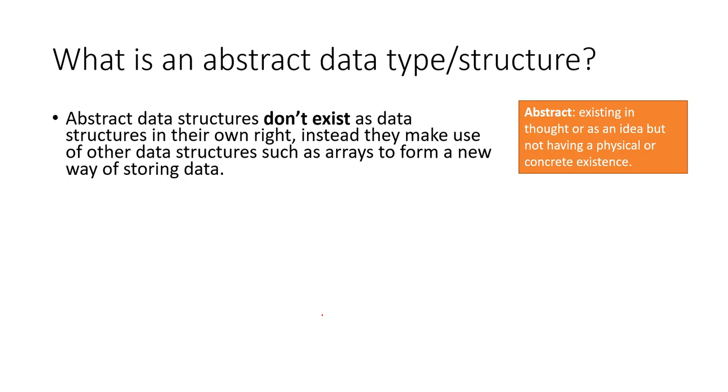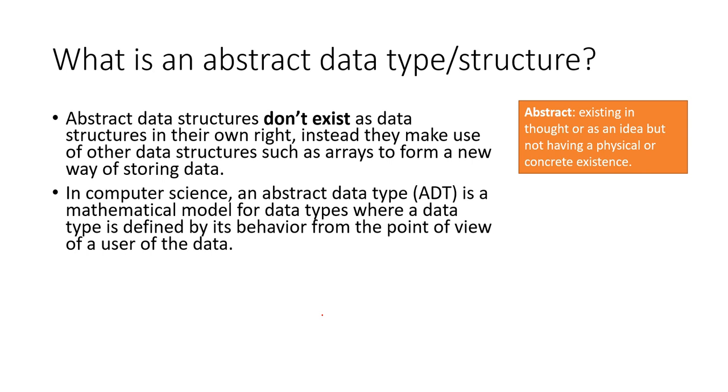So if you're wondering what the term abstract means: existing in thought or as an idea, but not having a physical or concrete existence. So this isn't going to be something that really exists, it's just going to be something that we kind of force to exist, possibly. Here's another one. In computer science, an abstract data type is a mathematical model for a data type where the data type is defined by its behavior from the point of view of the user of the data. Now, these definitions aren't great, but they will make more sense in a moment when we do cover more about what a stack is.